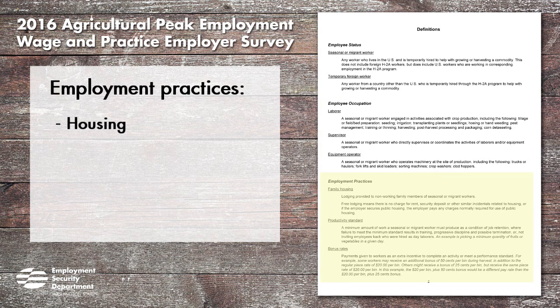Housing. We want to know if accommodations for non-working family members of seasonal or migrant workers were provided. In addition, we want to know if the family housing was provided free of charge. Free of charge: there is no charge for rent, security deposit, or other similar incidentals related to housing. Or, if the employer secures public housing, the employer pays any charges normally required for the use of the public housing. Basically, free family housing means, well, free.